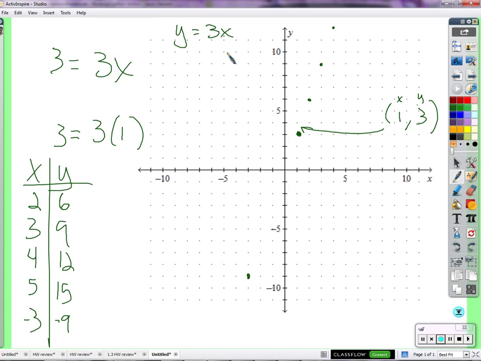Ethan? X equals negative 1 and y is negative 3. How about x is negative 2? Negative 6. Y is negative 6. Here we go. How about x is 0?